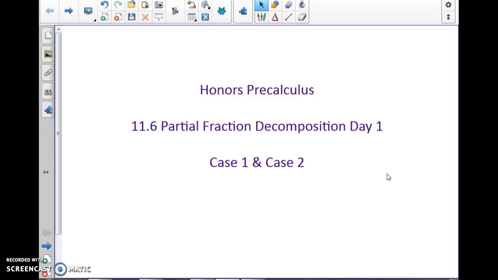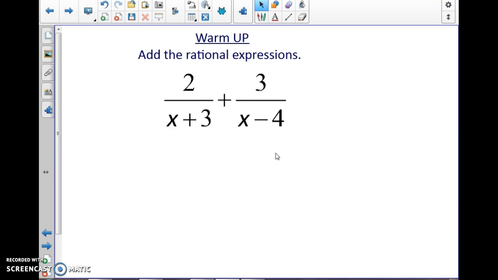Hello, ladies and gentlemen. Today we will be learning about partial fraction decomposition. Before we can really dig deep into that, we're going to start off with a warm-up problem. The warm-up problem is going to ask you to add or combine the two rational expressions. So I just want you to take a minute and determine what you get when you add these two rational expressions.